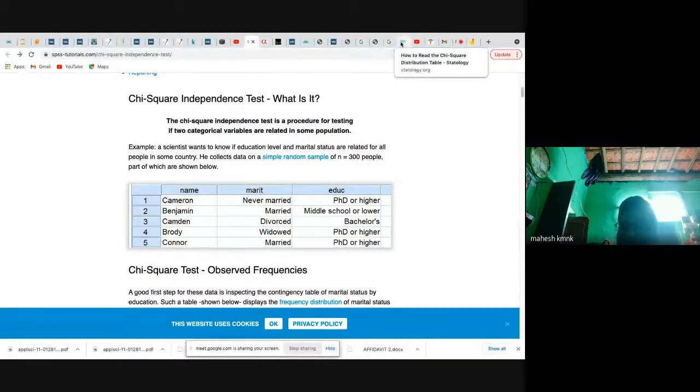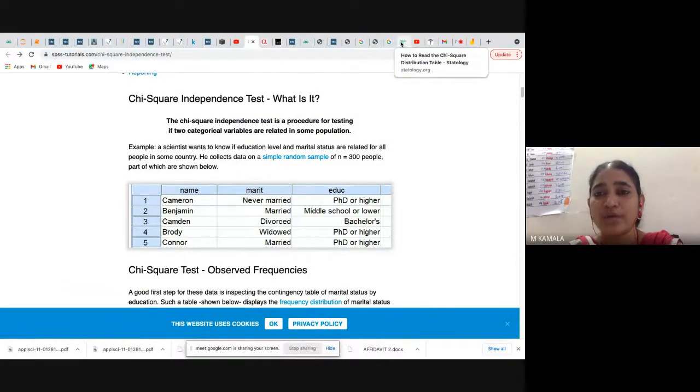Okay, again the problem we are going to see is I'm going to find the relation between two attributes. In this, please don't look at the column name. You look at only these two attributes, marital status and the education. I'm going to find out the relation between the marital status and education.